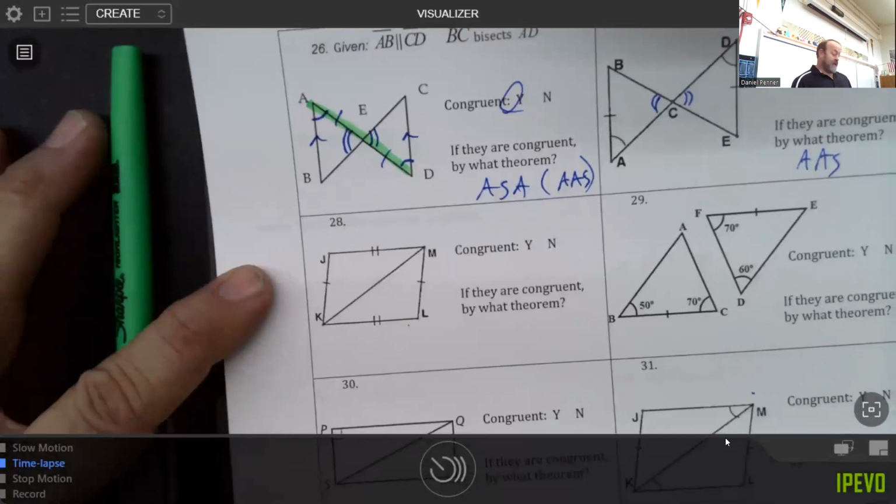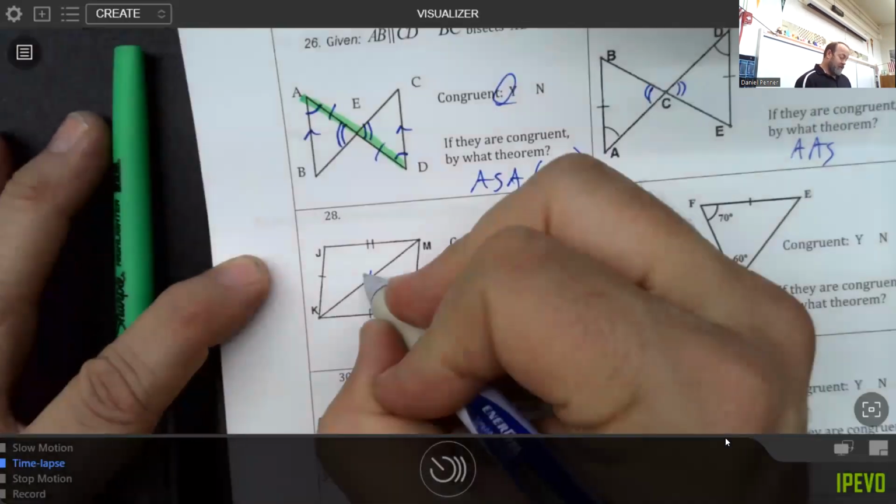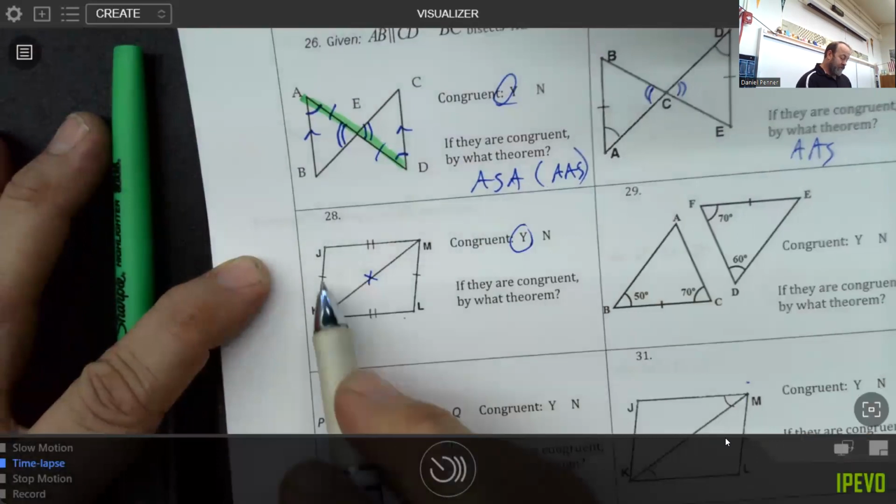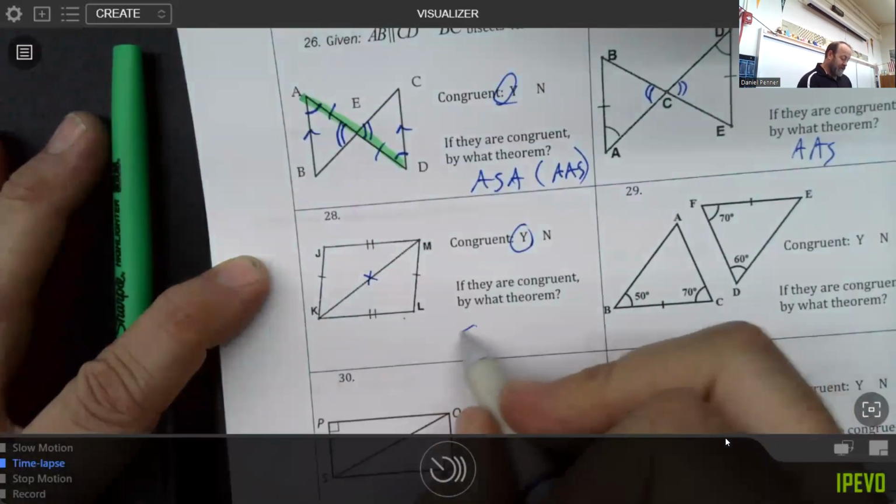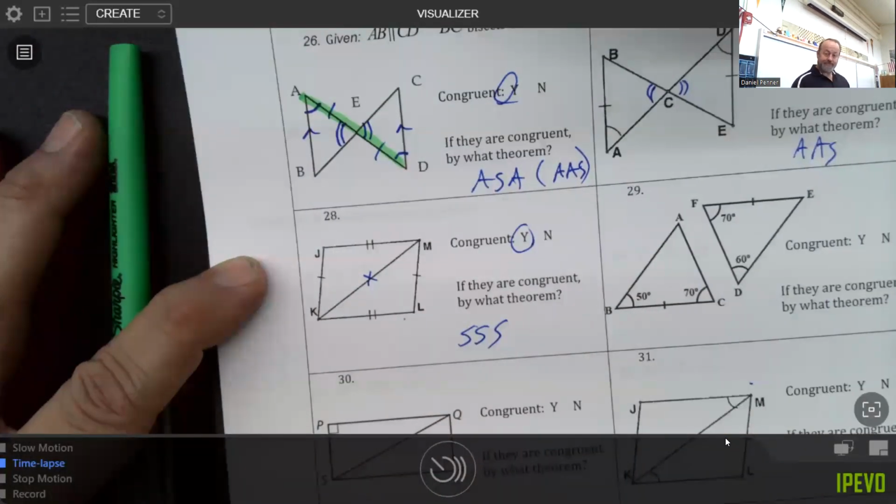28, oh, this is a really nice one because we have a shared segment, which means we definitely have 1, 2, 3 sides in both. And when that happens, we have triple S.